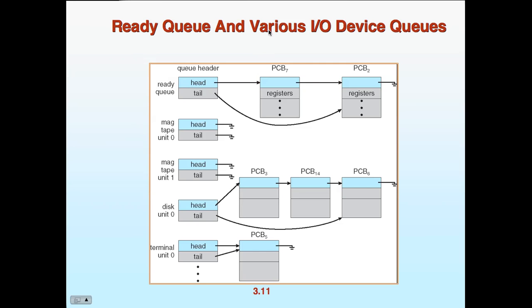So here's the ready queue and the various I/O queues. It kind of looks like a linked list. We have the head of the queue and the tail of the queue. We have the ready queue on the top, and then we have tape 0, tape 1, disk, and terminal. These are different devices, so these are I/O queues. And here we have process control blocks that are set up for each one of the different queues, which goes back to the PCB concept.